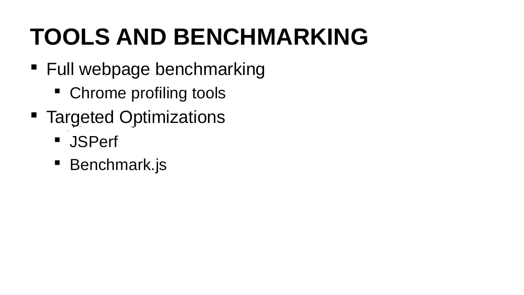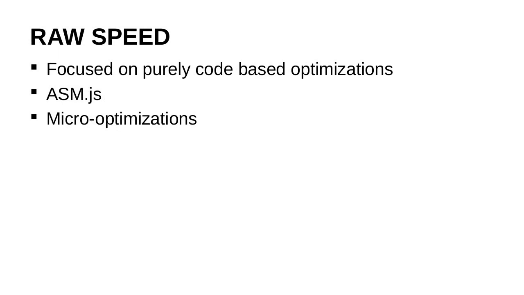These include options like JSPerf and Benchmark.js that allow you to take small snippets of code and run them thousands or even tens of thousands of times with micro variations, to understand which variation works best for your specific scenario. Those micro optimizations are best for raw speed, so it's in that section where we'll focus purely on code-based optimizations.